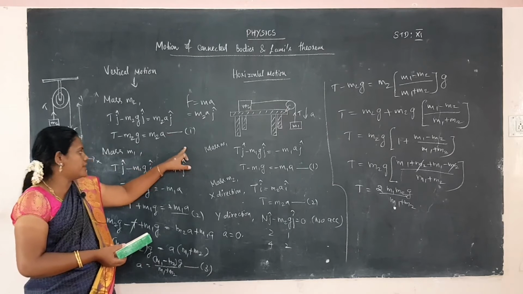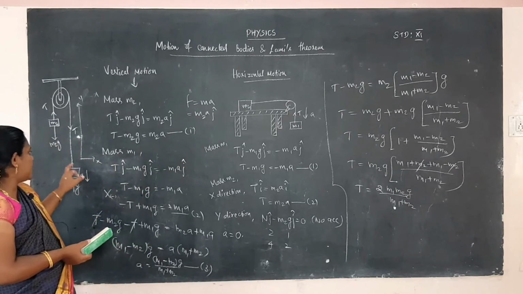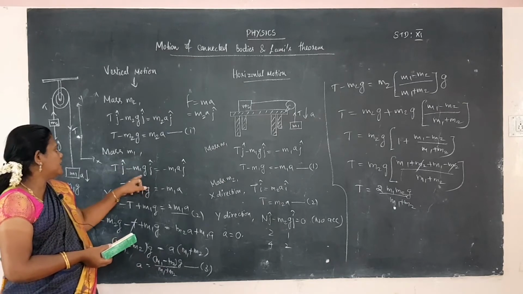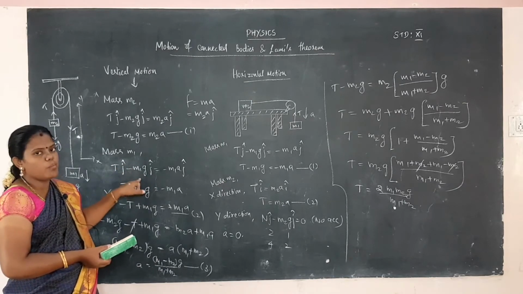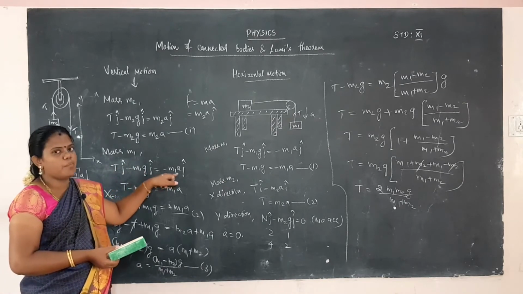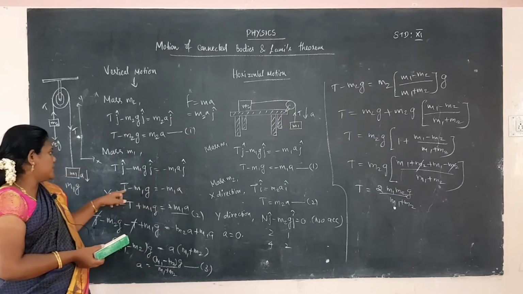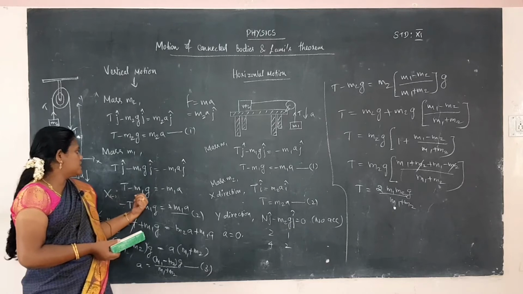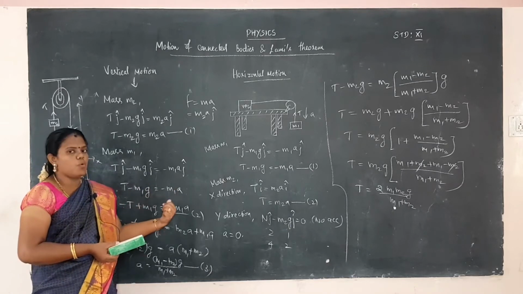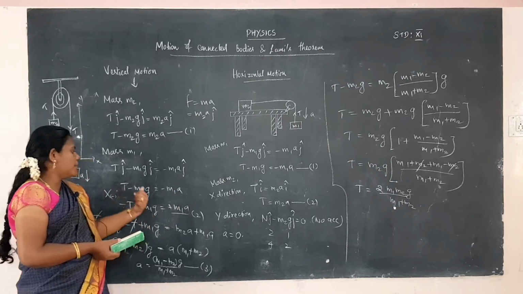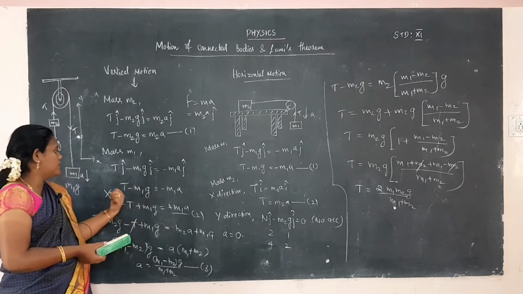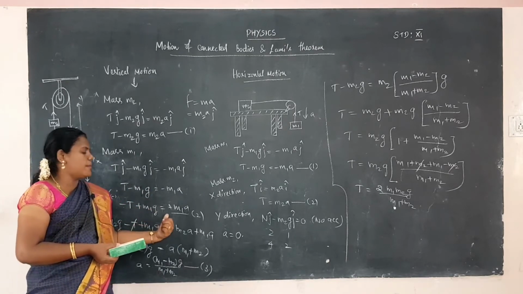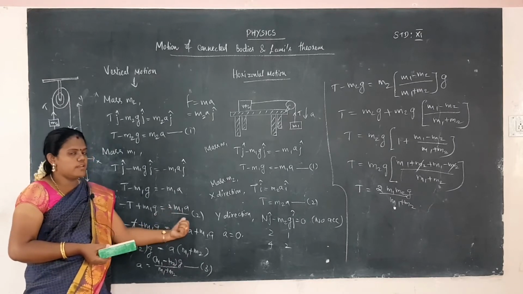This is the first equation. Now we consider the mass m1: tension and gravitational force will be acting. So T j cap minus m1g into j cap is equal to minus m1a into j cap. Taking the components only, T minus m1g is equal to minus m1a. Multiplying the negative sign through the equation, minus T plus m1g is equal to m1a. This is equation 2.